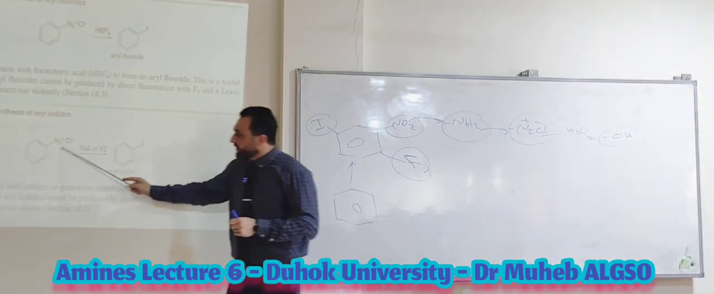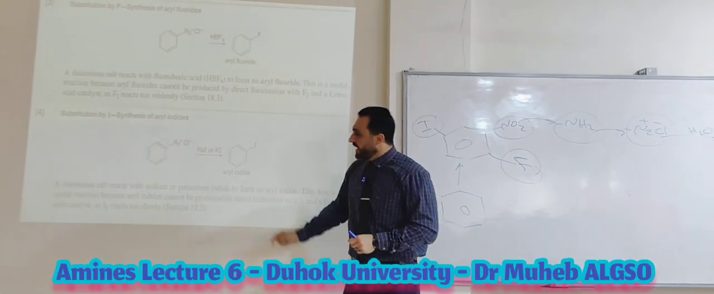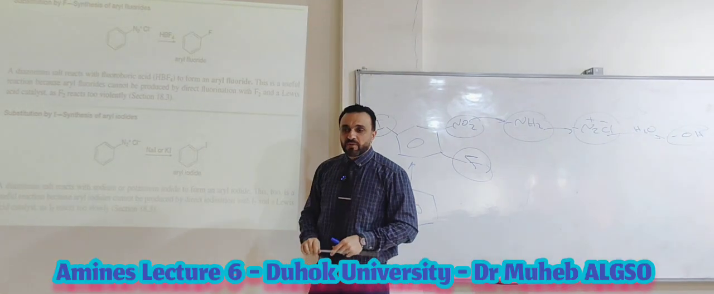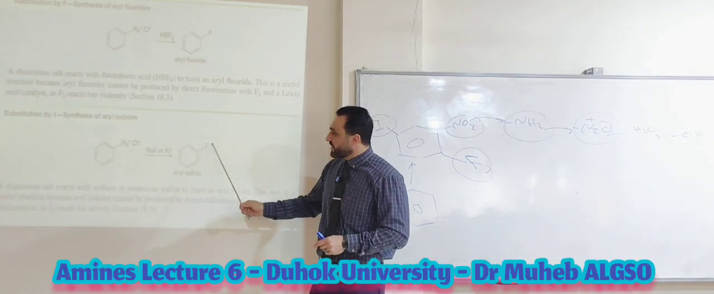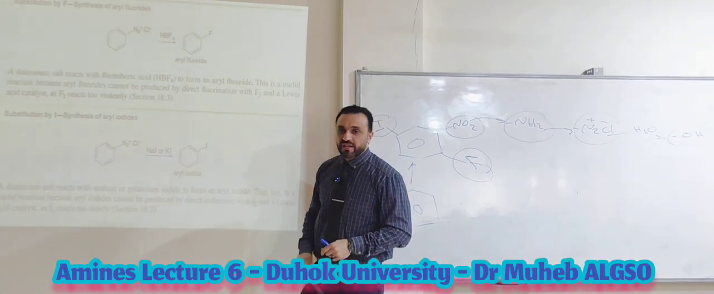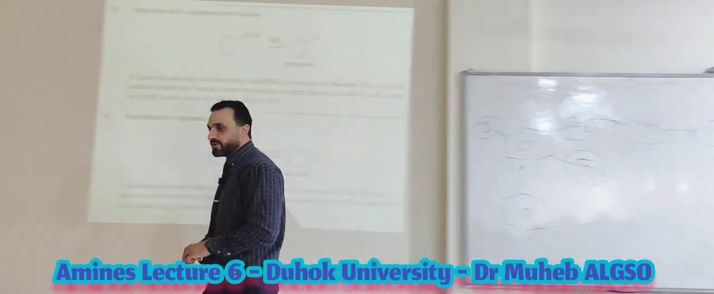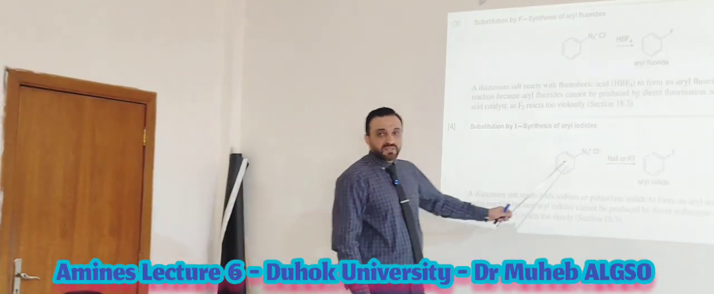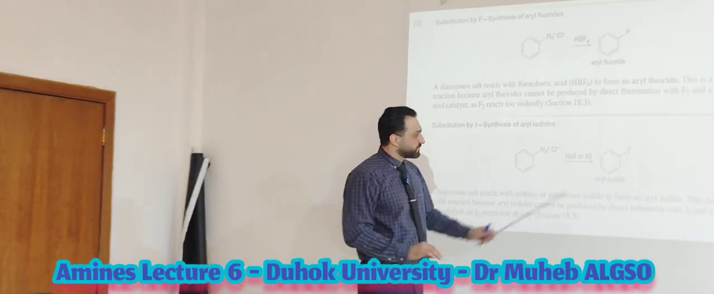The same thing, if you want to produce the iodine, it cannot be produced by halogenation. It will be produced through the diazonium salt, and it will react with NaI, sodium iodide, or KI, the potassium iodide, to give you the aryl iodide. Okay? To give you the aryl iodide. Do you understand? Without mechanism, just the reaction.